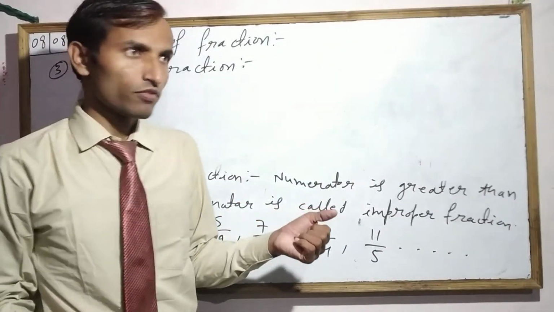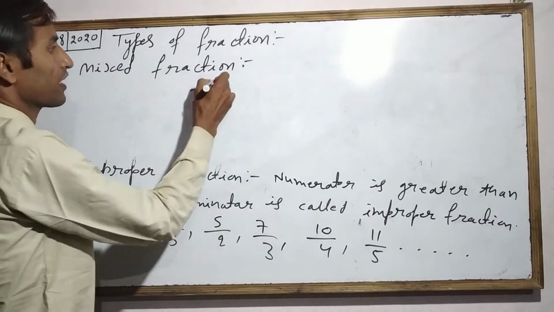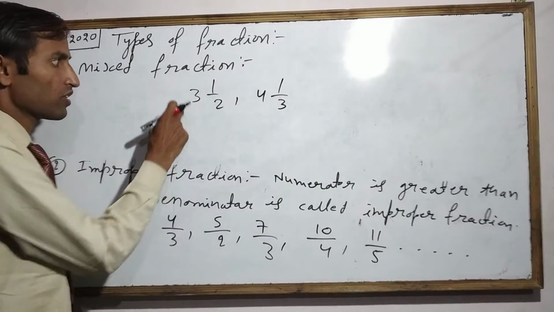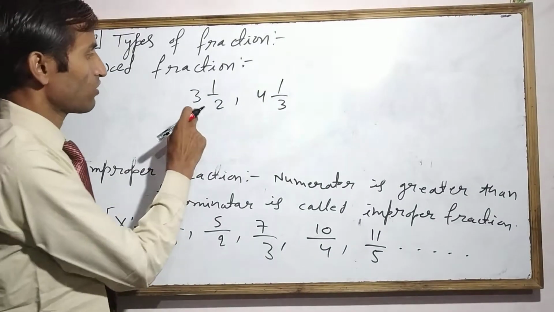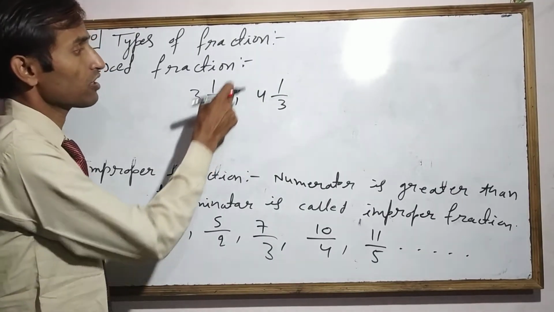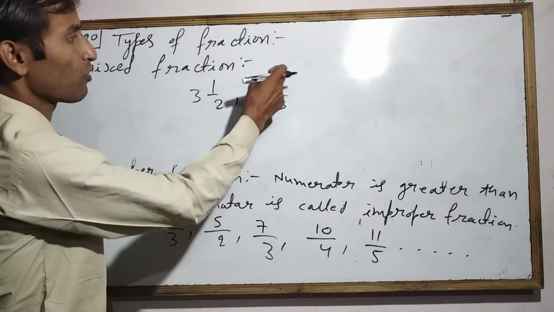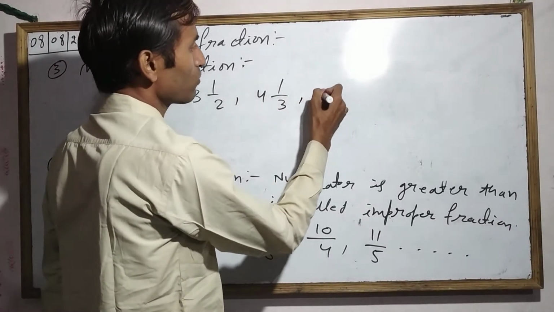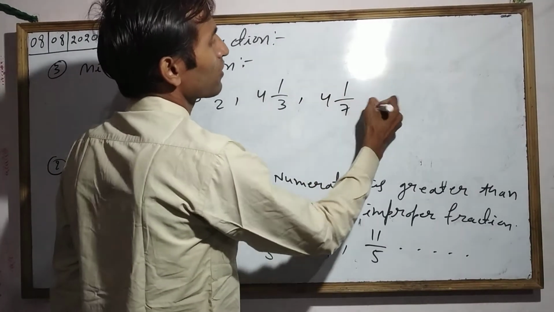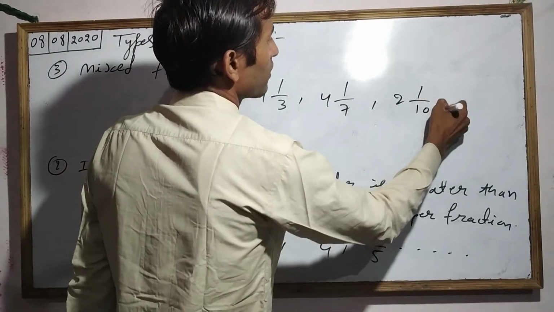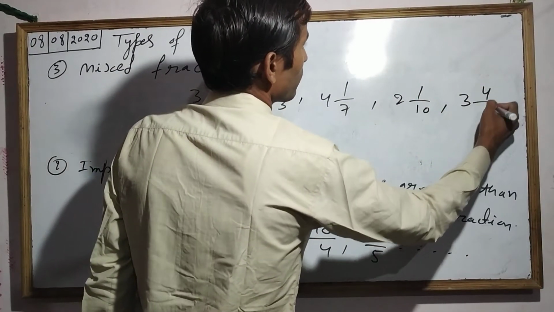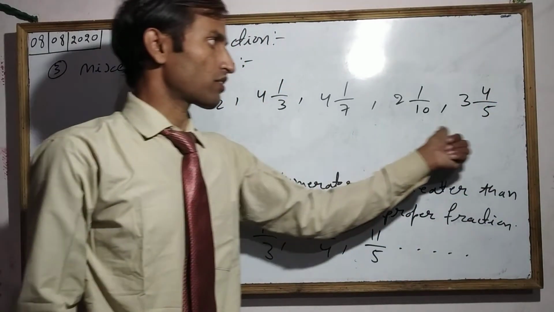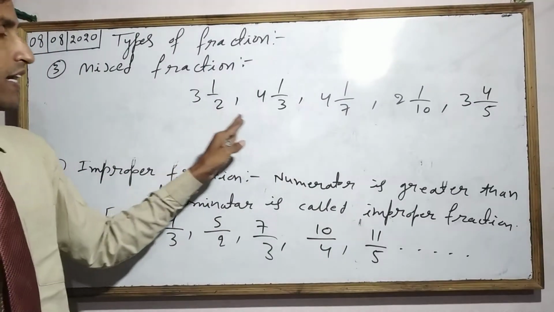a proper fraction will come. Means if any number is written like this, 3 1 upon 2, 4 1 upon 3, so this one is called a whole number or natural number, and this one is a fraction, means a proper fraction. You can take more examples also: 4 1 upon 7, 2 1 upon 10, and 3 4 upon 5. These are the mixed fractions. Okay. So a mixed fraction will be written like this.